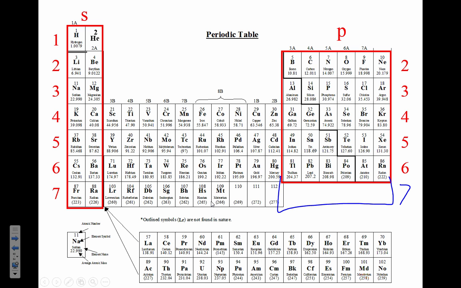Not a big deal because we'll never be talking about any of those. But yes, you could extend that down and call that 7 if you so wished. Now, the next part of the periodic table is smack dab in the middle. You'll notice 21 to 30, that's 10 across.